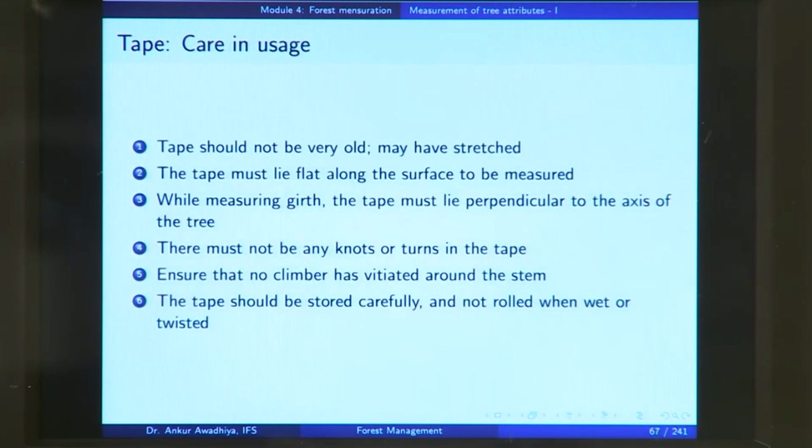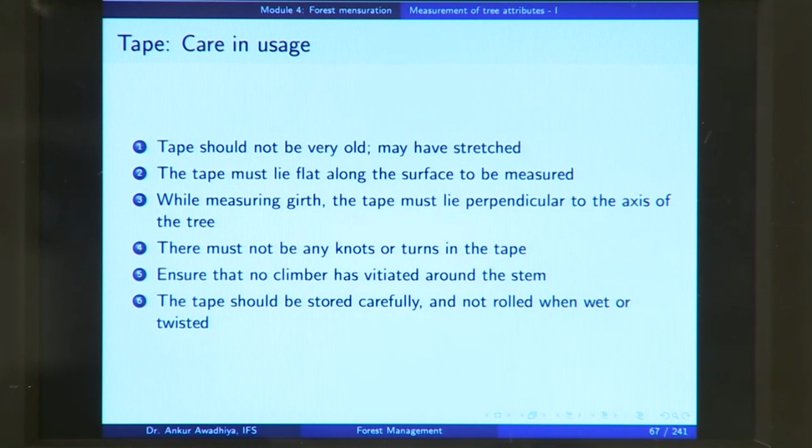However, there are certain cares in its usage. You should not use a tape that is very old, because it may have become stretched with time. What we see generally is that when you are laying a tape flat on a surface, people tend to stretch the tape. If a tape is made out of a plastic-like material, the plasticity of the tape may result in it yielding, so that the length increases. So, if you have an old tape that is stretched, it will not give you the correct readings.